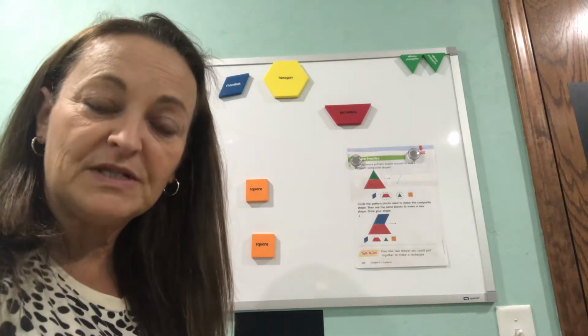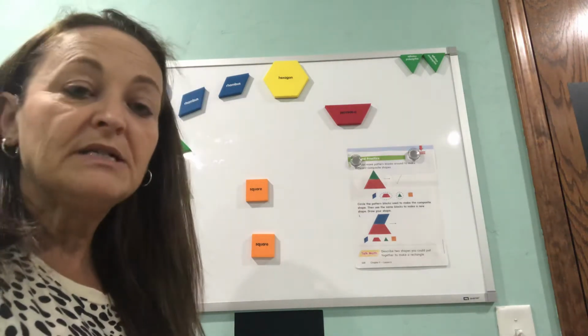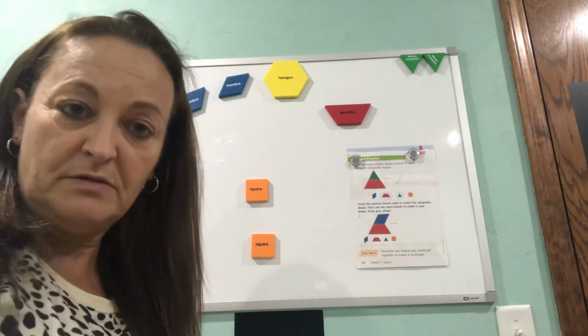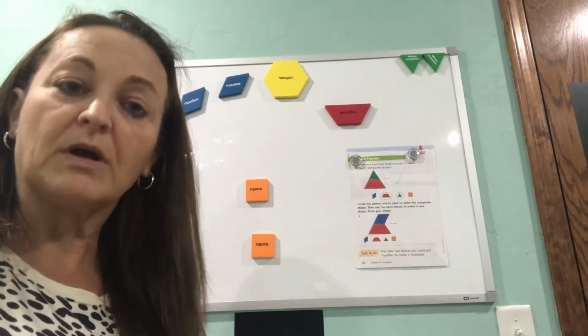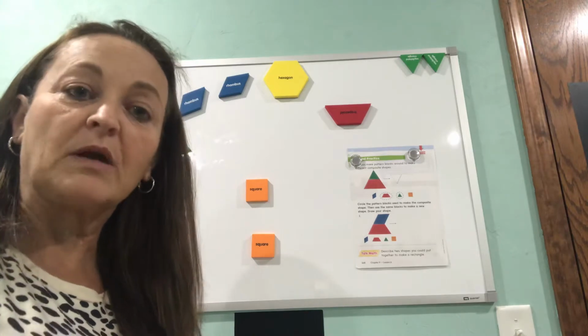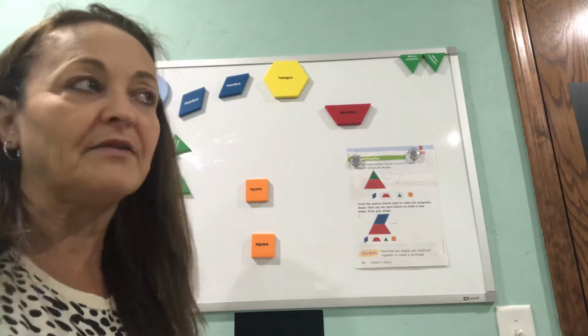Hi boys and girls, today we're ready for lesson 6 in math. Today we're going to talk about putting two of our two-dimensional shapes together to make a new shape, or composite shape. Composite means we're going to compose. Compose is just putting two of them together.